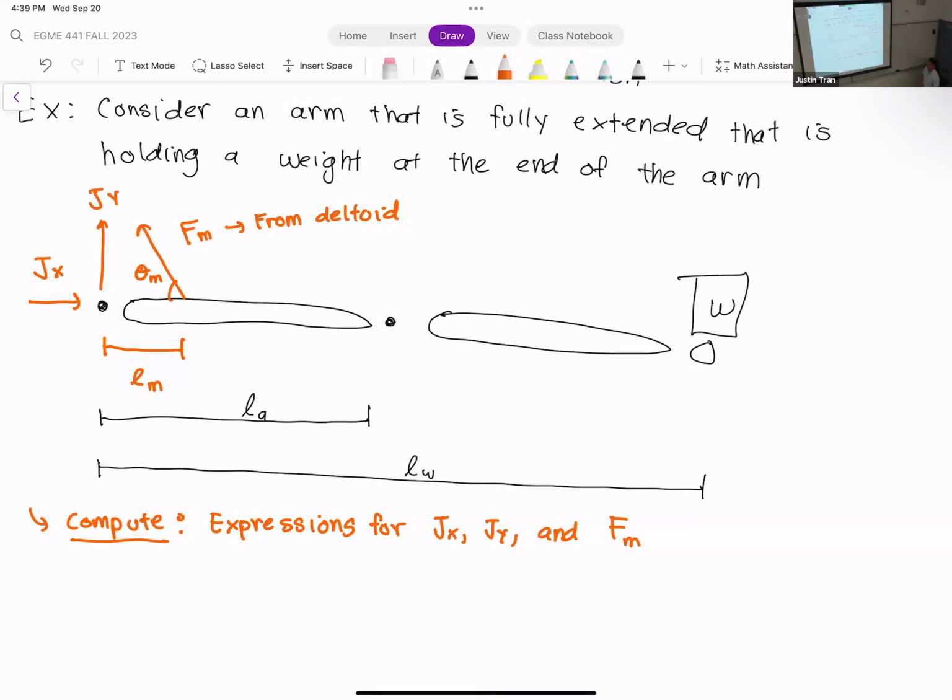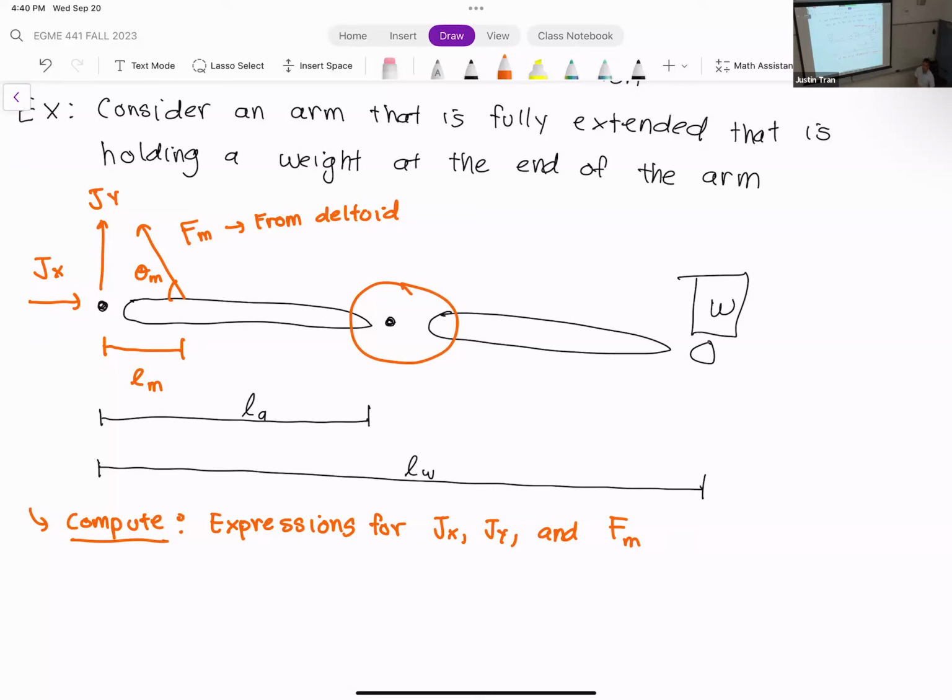All right. So, fairly simple example. We're going to go through this very quickly, but I bring this up for a couple of reasons. The first thing that probably some of you are wondering is, what about the elbow joint? This weight here is being held more distally to the elbow joint, and so the question is, do we consider anything that's happening at that joint right here?